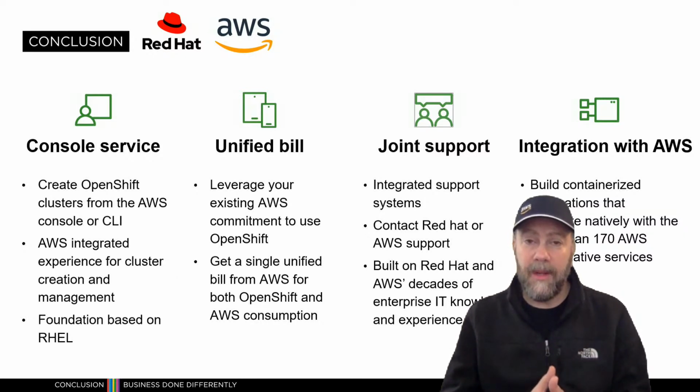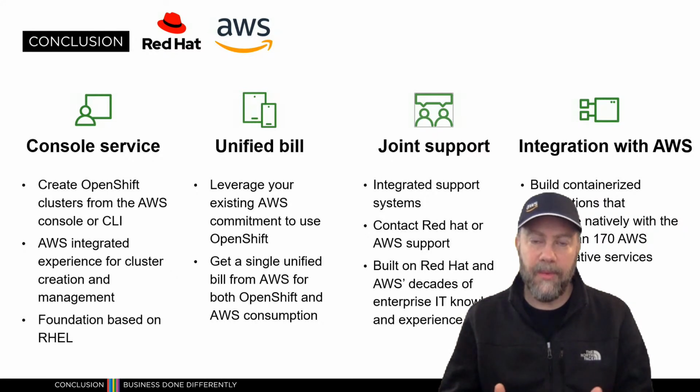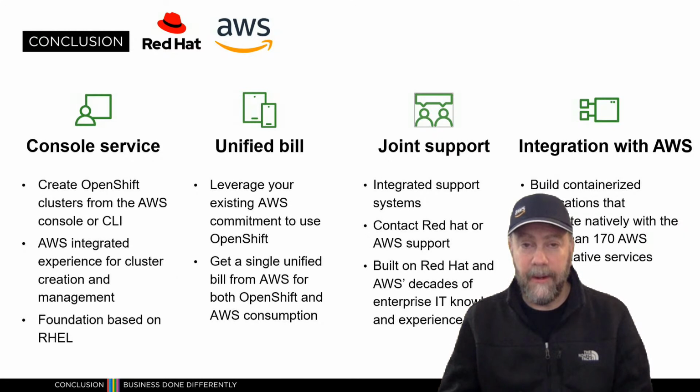And then the third big change is how you get support for OpenShift on AWS. If you're running a ROSA cluster, you can open a support ticket with AWS Enterprise Support, and they will handle all of the support needs for you, including any escalations that may be needed to go up to the Red Hat team, the SRE teams that are managing this. So it's a really easy way to get started, to pay for and to get support for OpenShift on AWS.